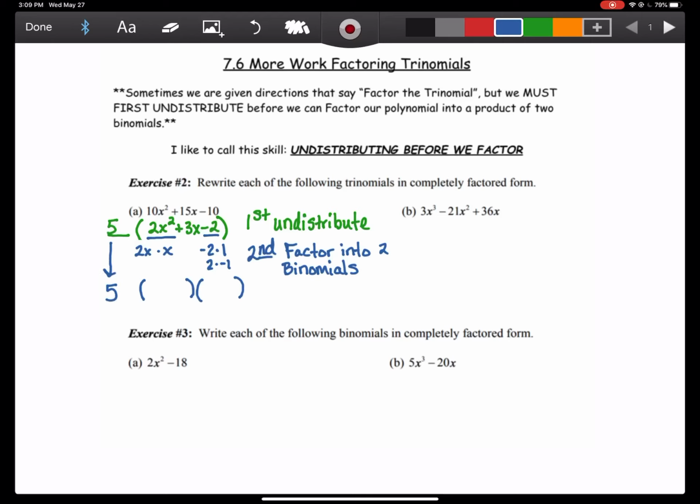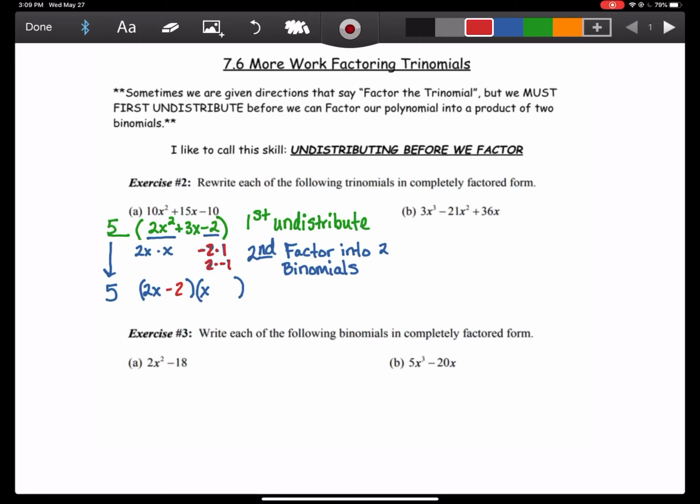Okay, so what will my binomials be? Well, we know it's going to be 2x and x. Those are our first times first terms. And now we need to choose, is it negative 2 times 1 or is it 2 times negative 1? So we have to do trial and error. Okay? So let's make these red. Negative 2 times 1 and 2 times negative 1. Let's try those out. Let's try the first one.